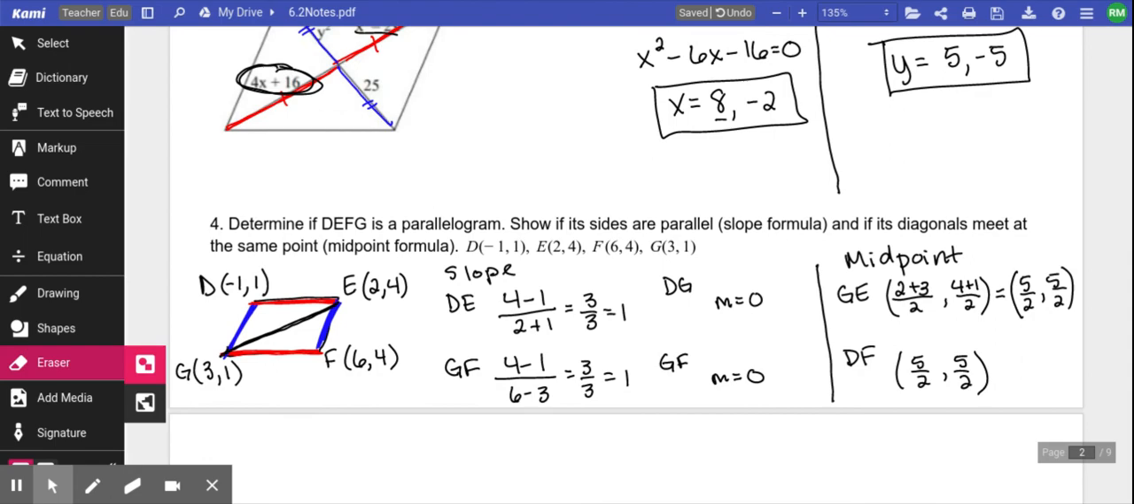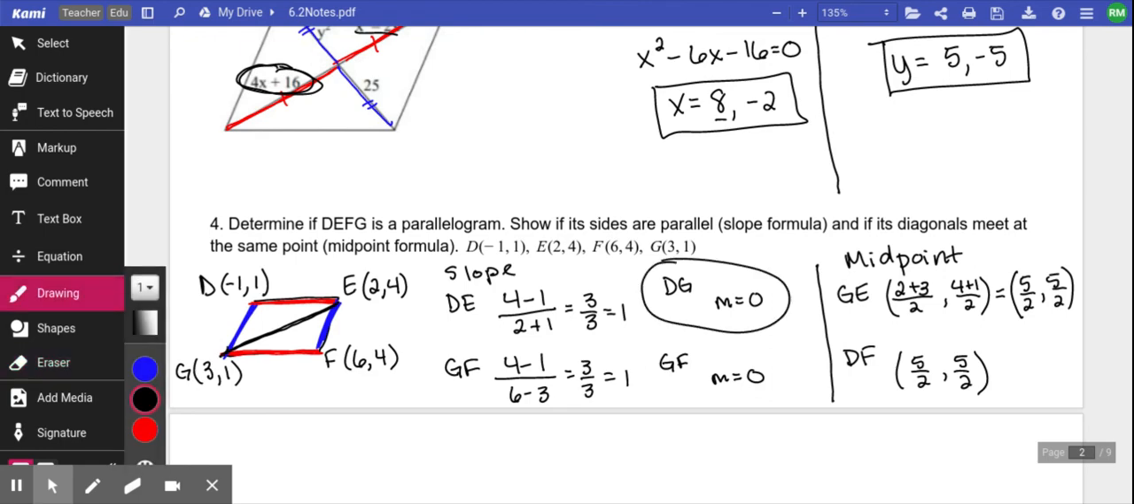Okay, and last but not least, when we find the slope of DG and GF, we notice that they're both 0, which works. So opposite sides are parallel. Both pairs of opposite sides are parallel, which is good. And then we have to check about the midpoint. So we found the midpoint of DF. As you can see, it's the same here, which means they meet at this point, and they both are bisected, which means it's a parallelogram. Okay, email me with any questions.